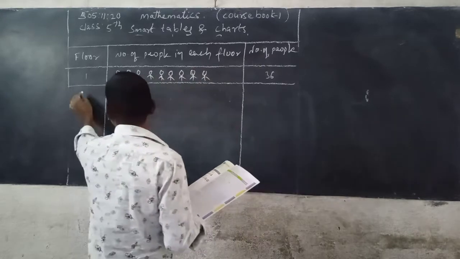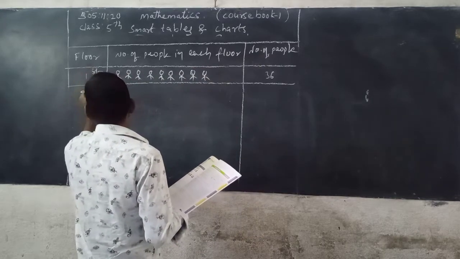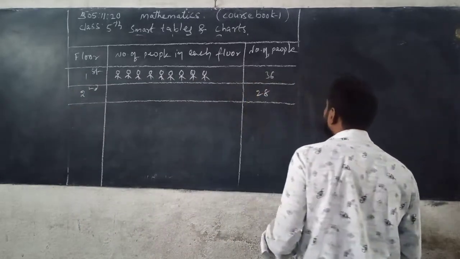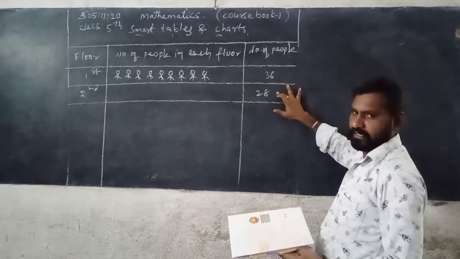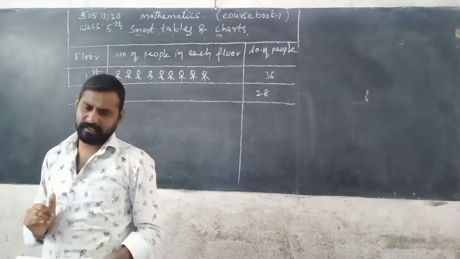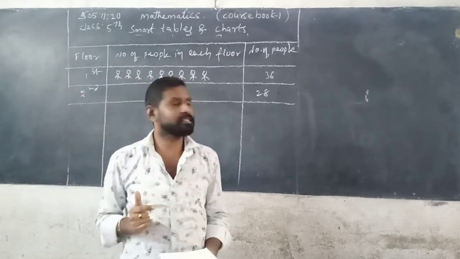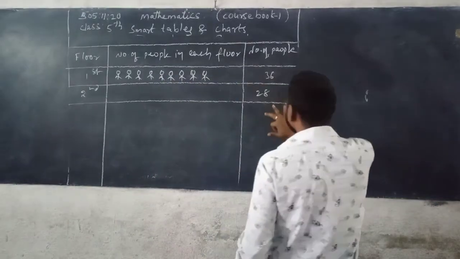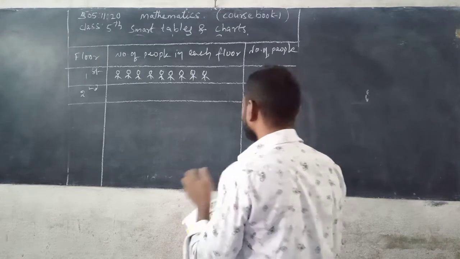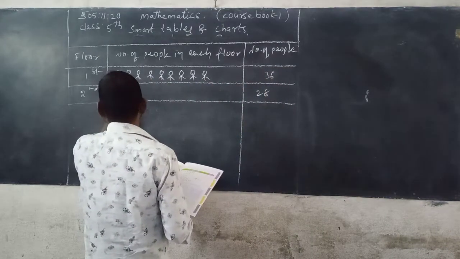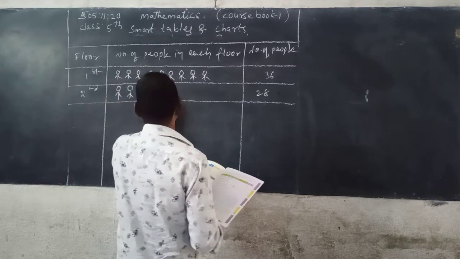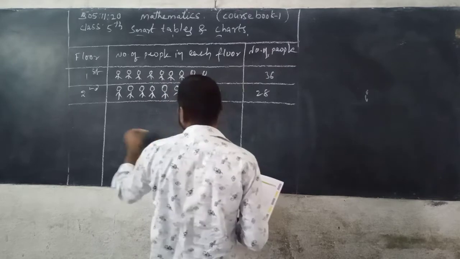Now next, second floor. 28, the total number of people is 28. One person represents 4 persons, so 28 divided by 4, you can get 4 sevens are 28. So you can draw 7 persons: 1, 2, 3, 4, 5, 6, 7.